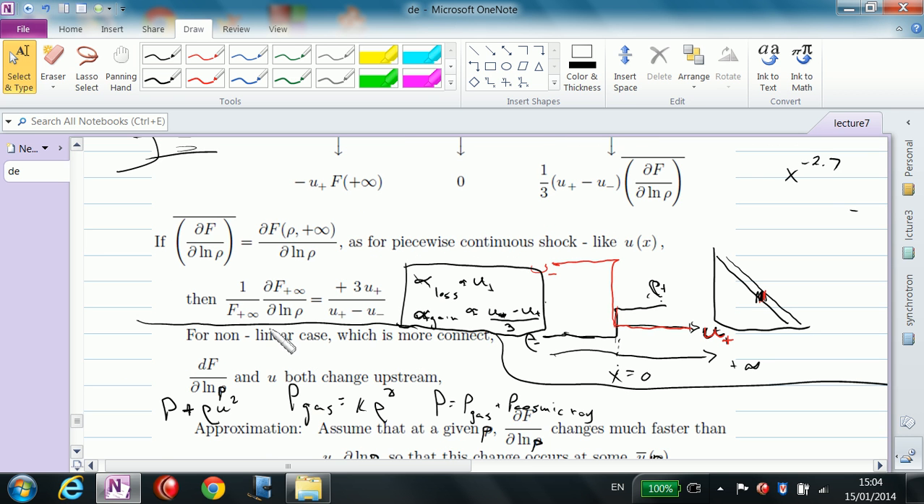So when you calculate the slope, since this is a negative number, the closer the upstream velocity is to the downstream, the smaller this denominator and the steeper the spectrum.